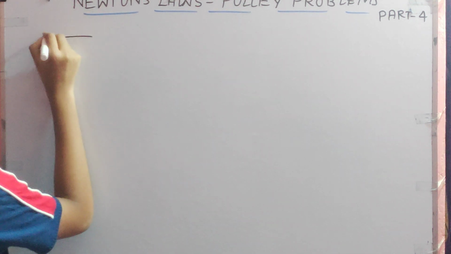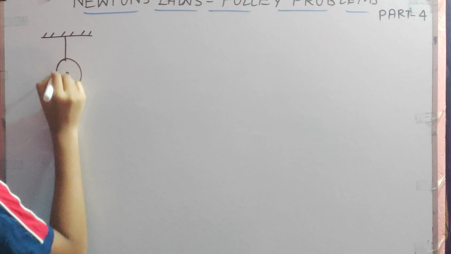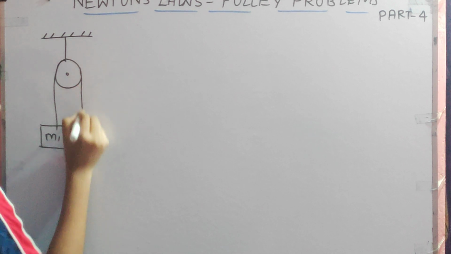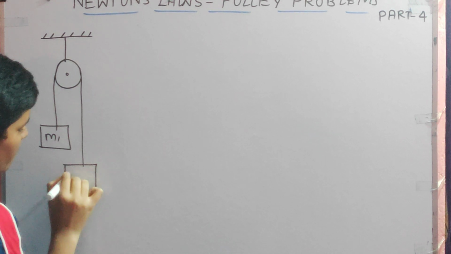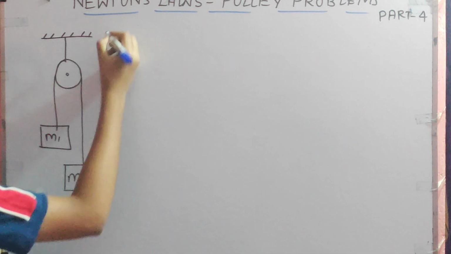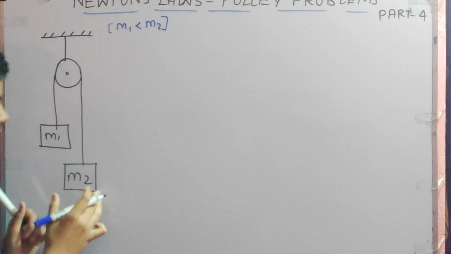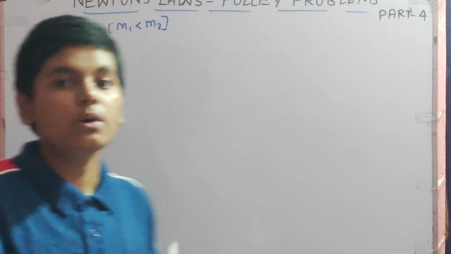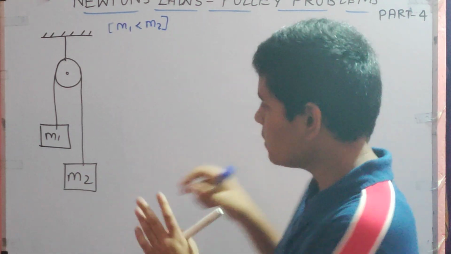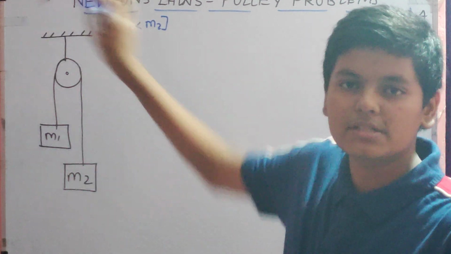Assume this is an Atwood machine. Here is the block of mass M1. Here is the block of mass M2. Now in this case, assume M1 is less than M2, that is, mass M2 is greater. Now originally it is at rest. If you leave the system, M2 starts going down and M1 starts going up.